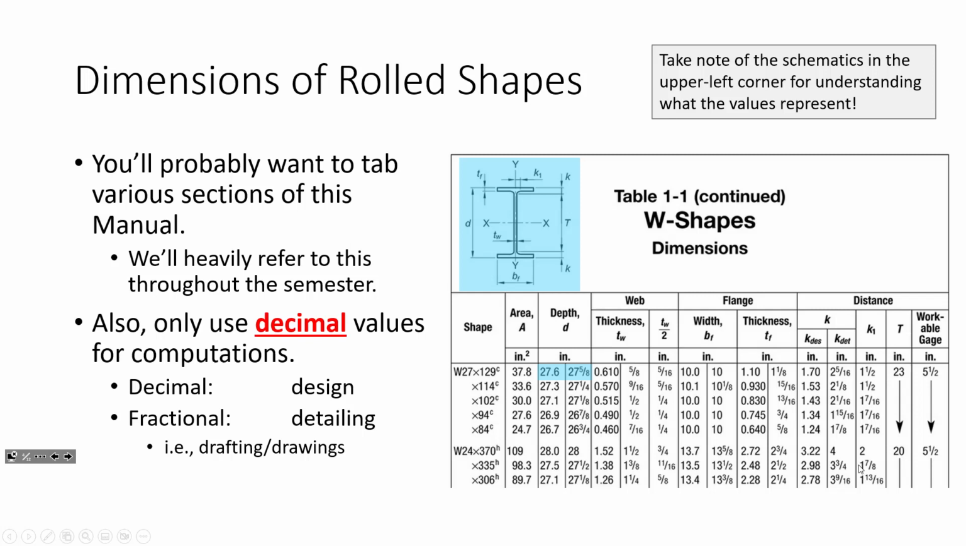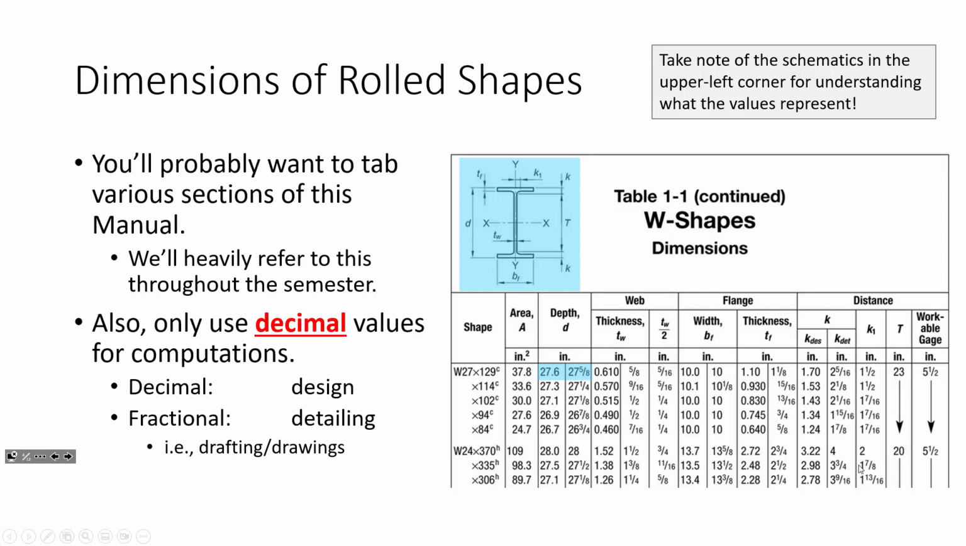If you're confused as to what a dimension means, always refer to the schematic. For most I-shaped sections it's pretty easy, but for some of the non-symmetric shapes, you want to make sure you're understanding what it's referring to with given axes, etc.